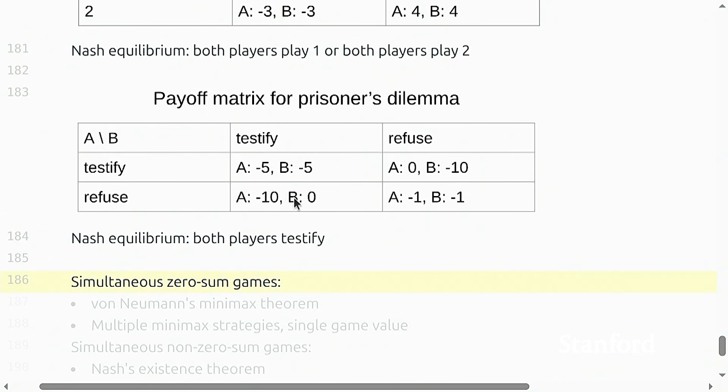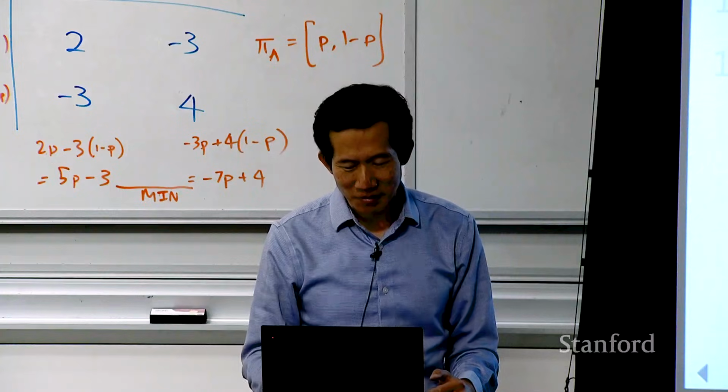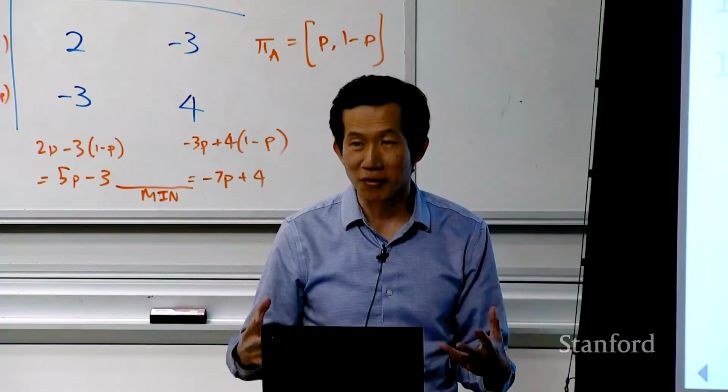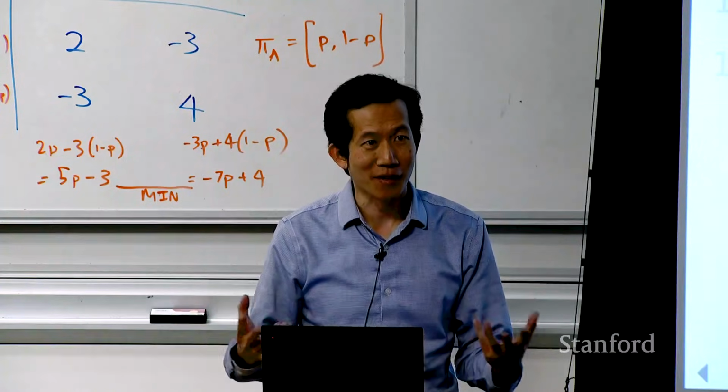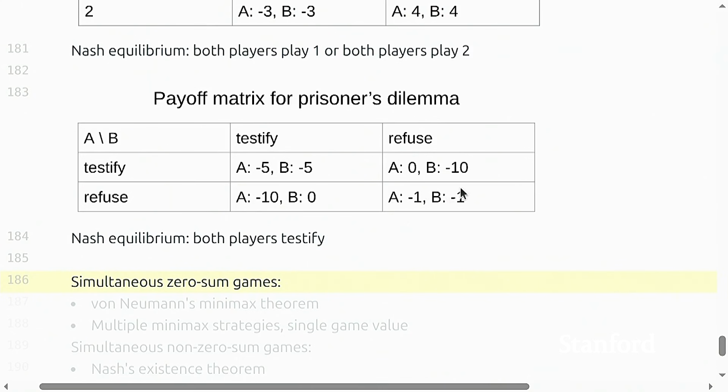And the whole point of the prisoner's dilemma is that, sometimes, unfortunately, if you have agents that are only after their own selfish interest, you can get into situations which are suboptimal. Clearly, this is better for both of them, but it is not a Nash equilibrium.